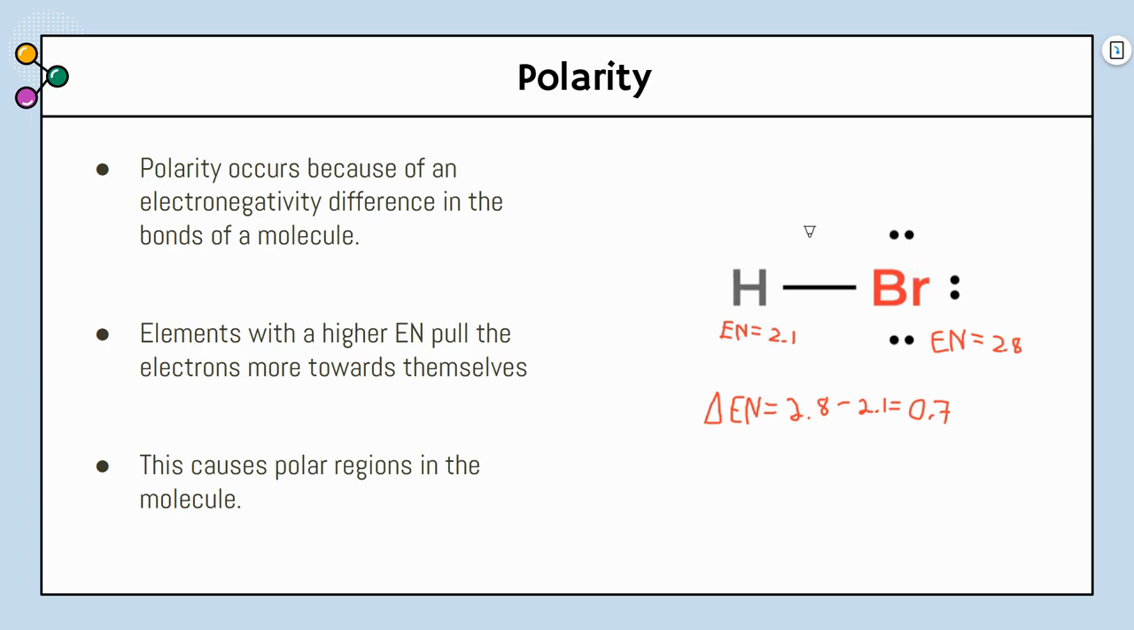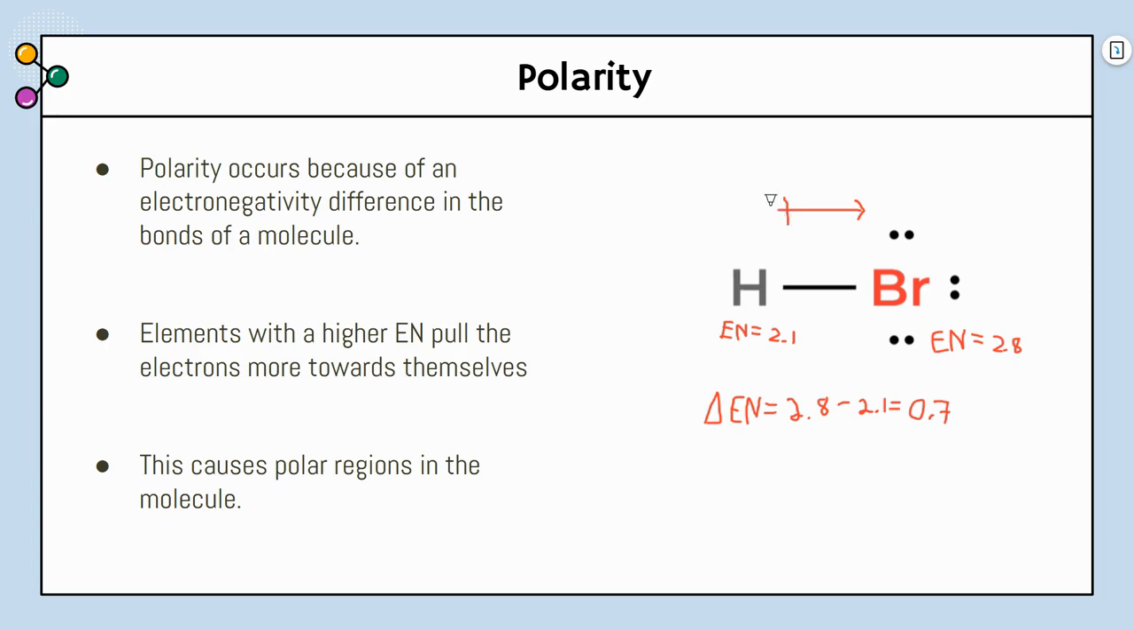polar bond. Basically, what's going to happen is these electrons are going to move from the hydrogen and go more towards the bromine. And we use this kind of crossed arrow to show where the electrons are going. And it gives us a hint about charges.